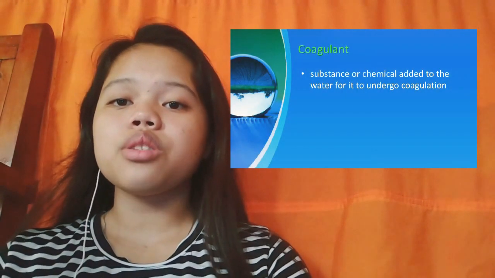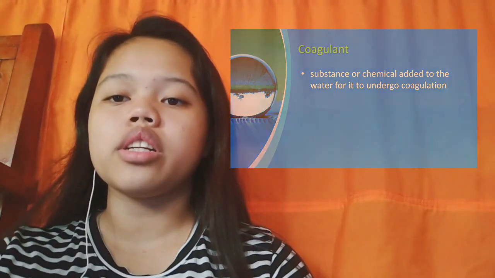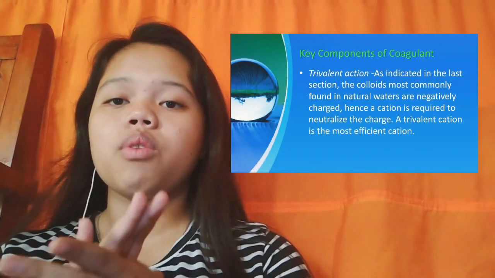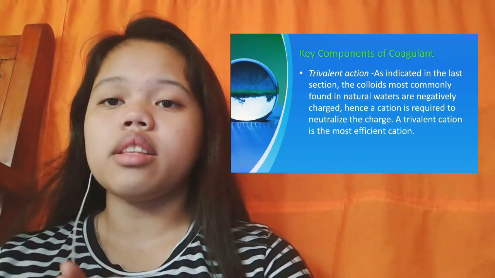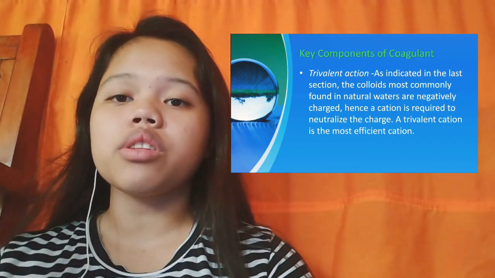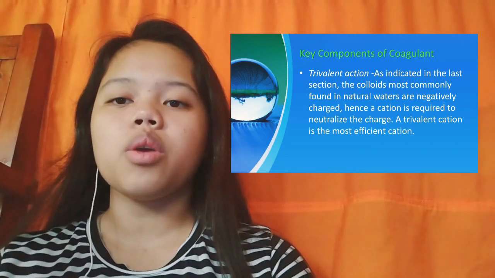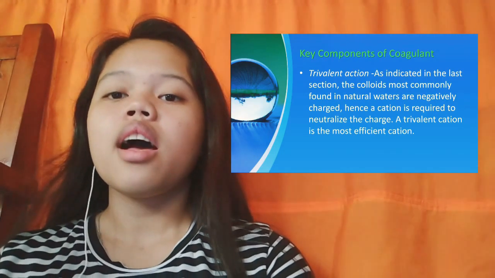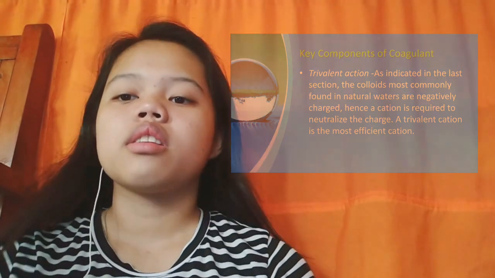Coagulant: a substance or chemical added to the water for it to undergo coagulation. Key components of a coagulant. Trivalent cation. As indicated in the last section, the colloids most commonly found in natural waters are negatively charged. Hence, a cation is required to neutralize the charge. A trivalent cation is the most effective cation.